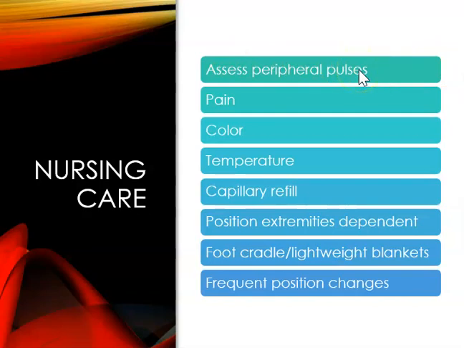You're going to help control their pain, assess for color, temperature, cap refill, position their extremities dependently, and add a foot cradle. That basically looks like a rainbow shape, and it hooks onto the bed, and that keeps the blankets up off the bed so it's not weighing down on their limbs. And then frequent position changes for them as well.